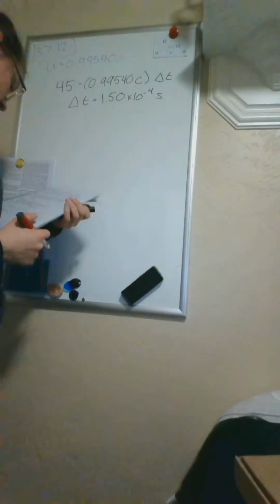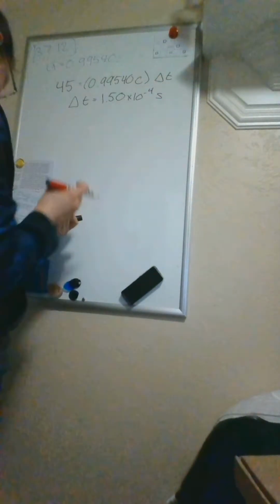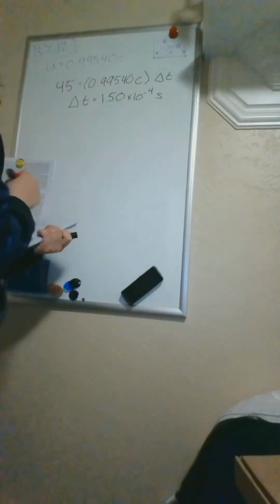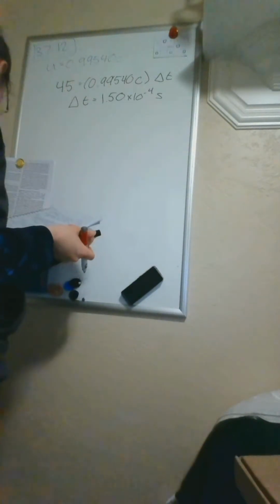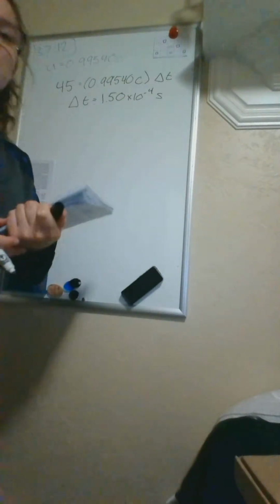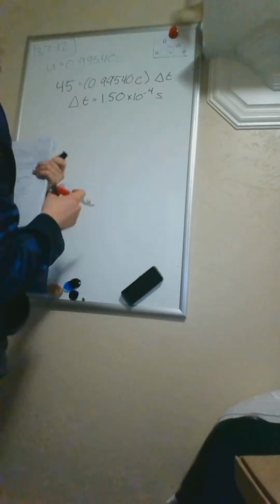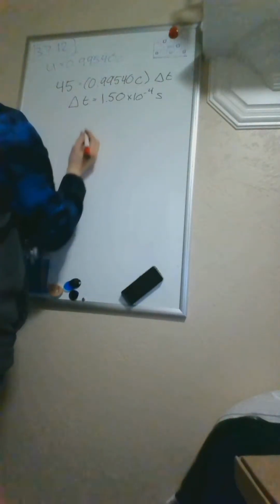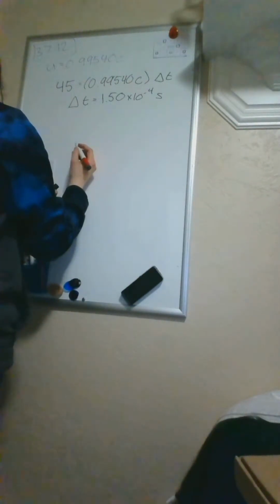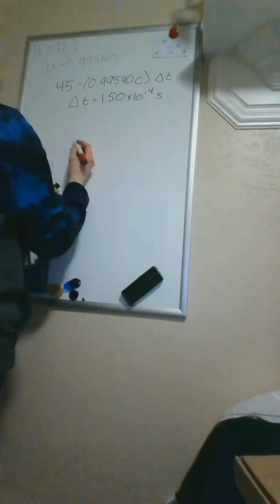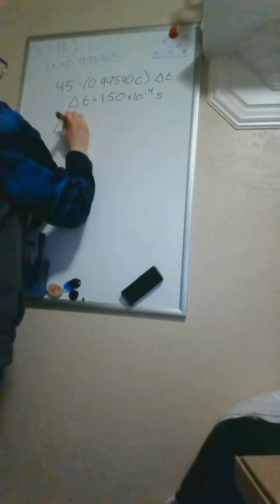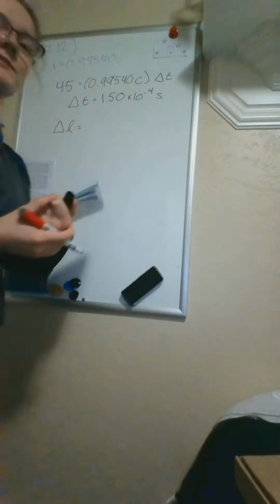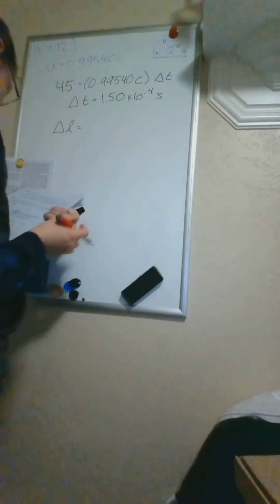And then the second part of it, I think it's asking, use the length contraction formula to calculate the distance from where the particle is created to the surface of the Earth measured in the particle's reference frame. So this time we're using the length contraction formula, and we're going to do that delta L, which is going to give us the particle's reference frame, I guess.